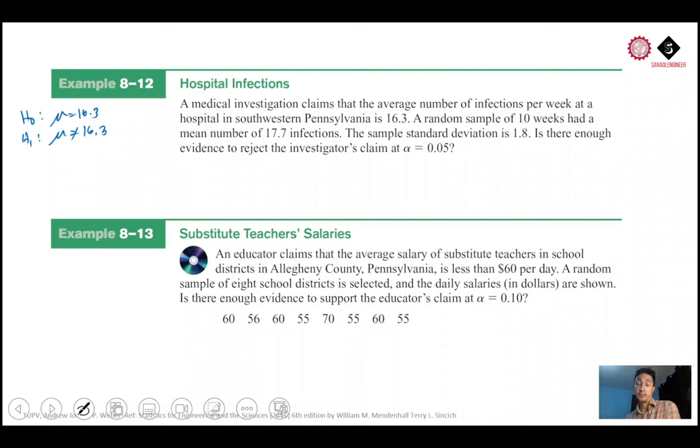Next, we have to compute the t value. It is x bar minus mu over s over square root of n, because it is a sample standard deviation. 1.8 is s. So this is 17.7 minus 16.3 divided by 1.8 divided by the square root of 10, with a sample size of 10.